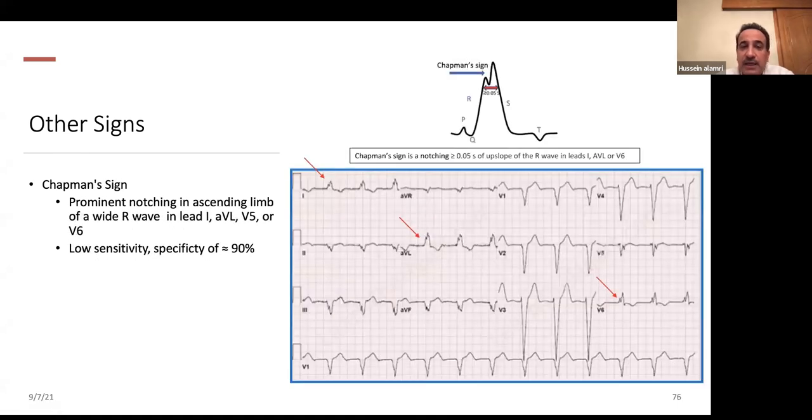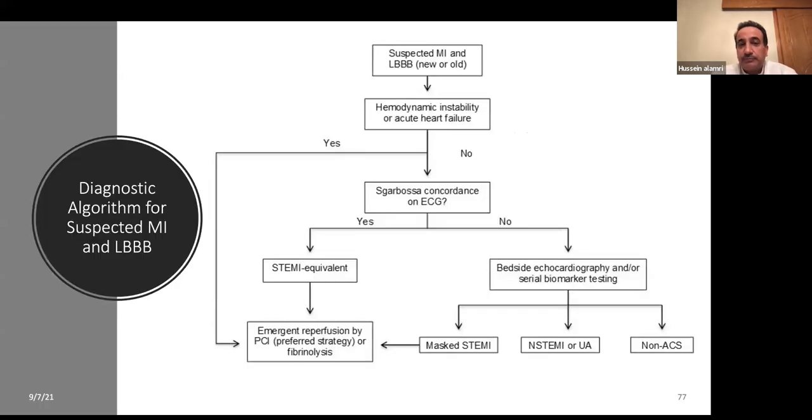The Chapman sign is the opposite. It's notching of the ascending limb of the R wave in V1, AVL, and in V5 and 6. And again, it has low sensitivity but high specificity. So Cabrera is the ascending limb of the S wave in V2 to V4. Chapman's is the ascending limb of the R wave in 1, AVL, V5, V6. These are specific, but they are not sensitive.